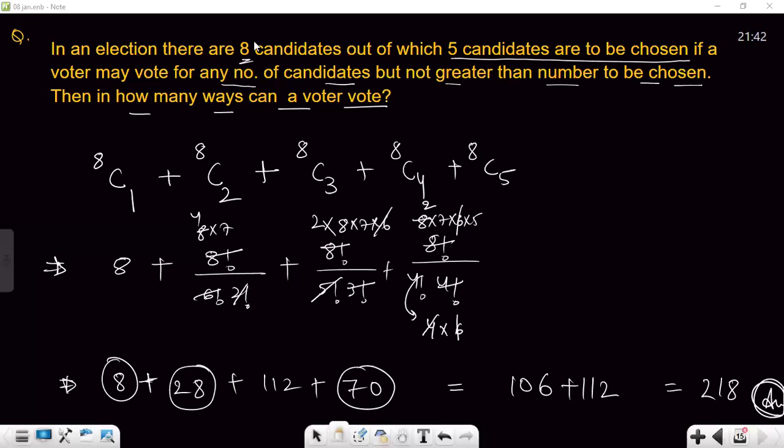Sir, actually, there's an election. So there are 8 candidates. From that, the people have to choose 5 candidates. But the thing here is, they can vote for any of the candidates out there, but not above 5, it seems. So they are asking how many ways a voter can vote, which means we have to find the number of combinations here. Is it correct? Yes, it's precisely that. Very good.